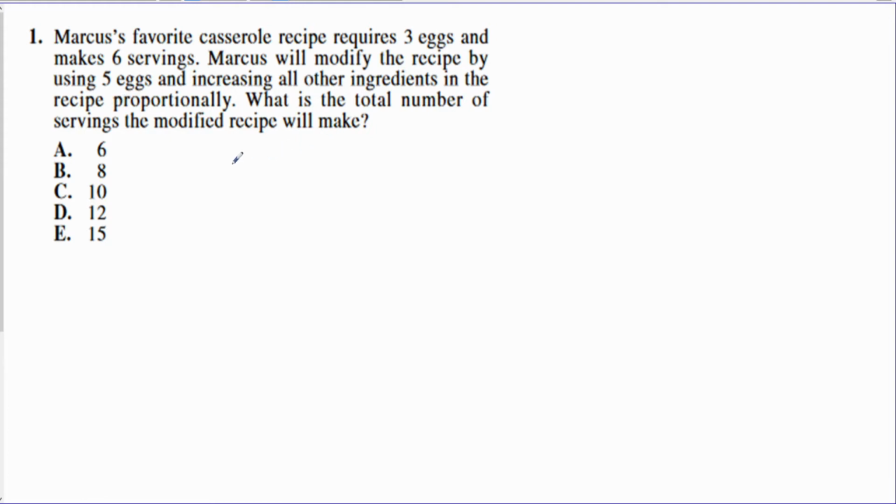This is a proportions problem, and it's a quick answer if you stare at the numbers, but as a quick explanation, what we're doing here is comparing the number of eggs to the number of servings. In this case, 3 eggs makes 6 servings. Then if we compare that to what we just changed, we're going to 5 eggs, which I have going across the top, and that will make an unknown number of servings.